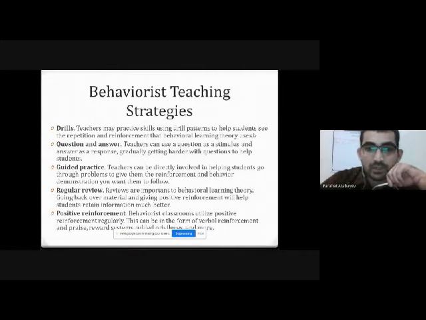Positive reinforcement. Behaviorist classrooms utilize positive reinforcement regularly. This can be in the form of verbal reinforcement, a prize reward system, added privileges, and more.